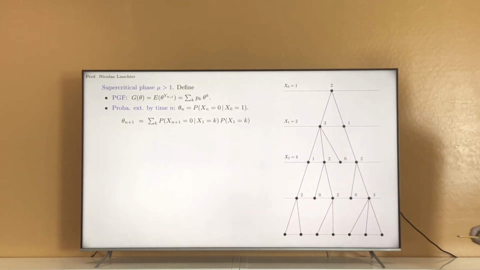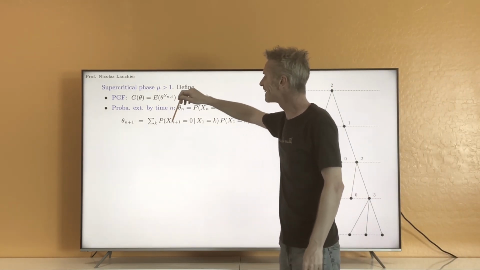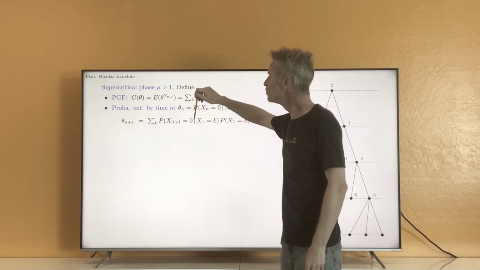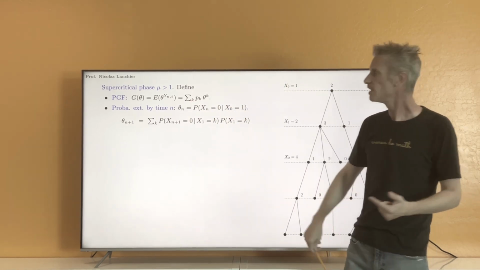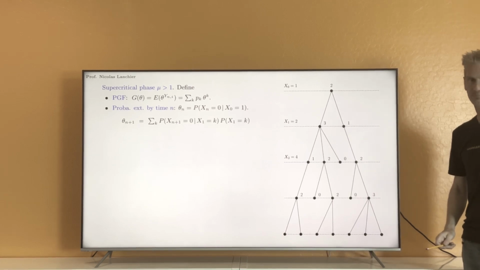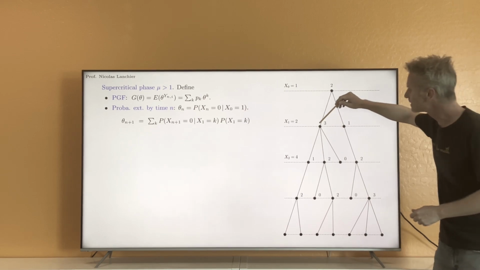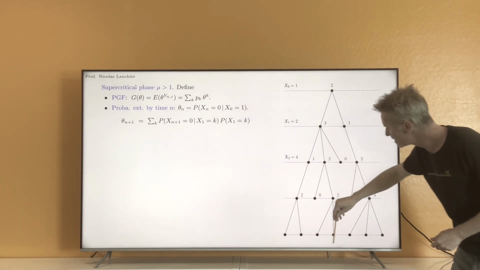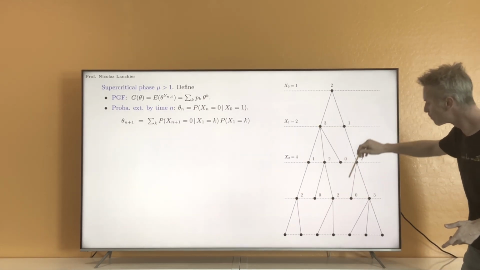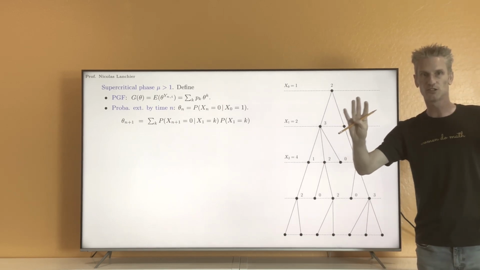Here we have 2 individuals at generation 1. And so, what is the probability that at time n plus 1, we have no more individuals if we have 2 individuals at time 1? If you look carefully at your tree, you see that this subtree here does not overlap this subtree here. These are 2 independent pieces of the tree.